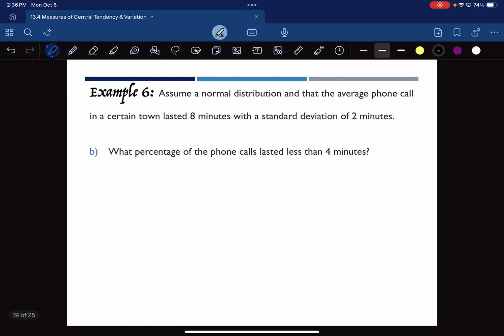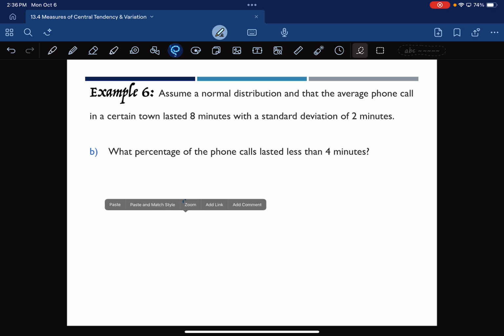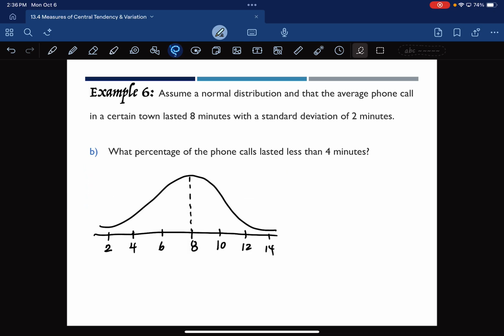Okay, let's try another one. Same information, different question. Well, yours is on the same page. So I'm going to keep putting mine in here, at least in theory. We're going to try and see how this works. Oh, look at that. Tools are working in this class. That's good news. Okay, this one says we want the phone calls to last less than 4 minutes.